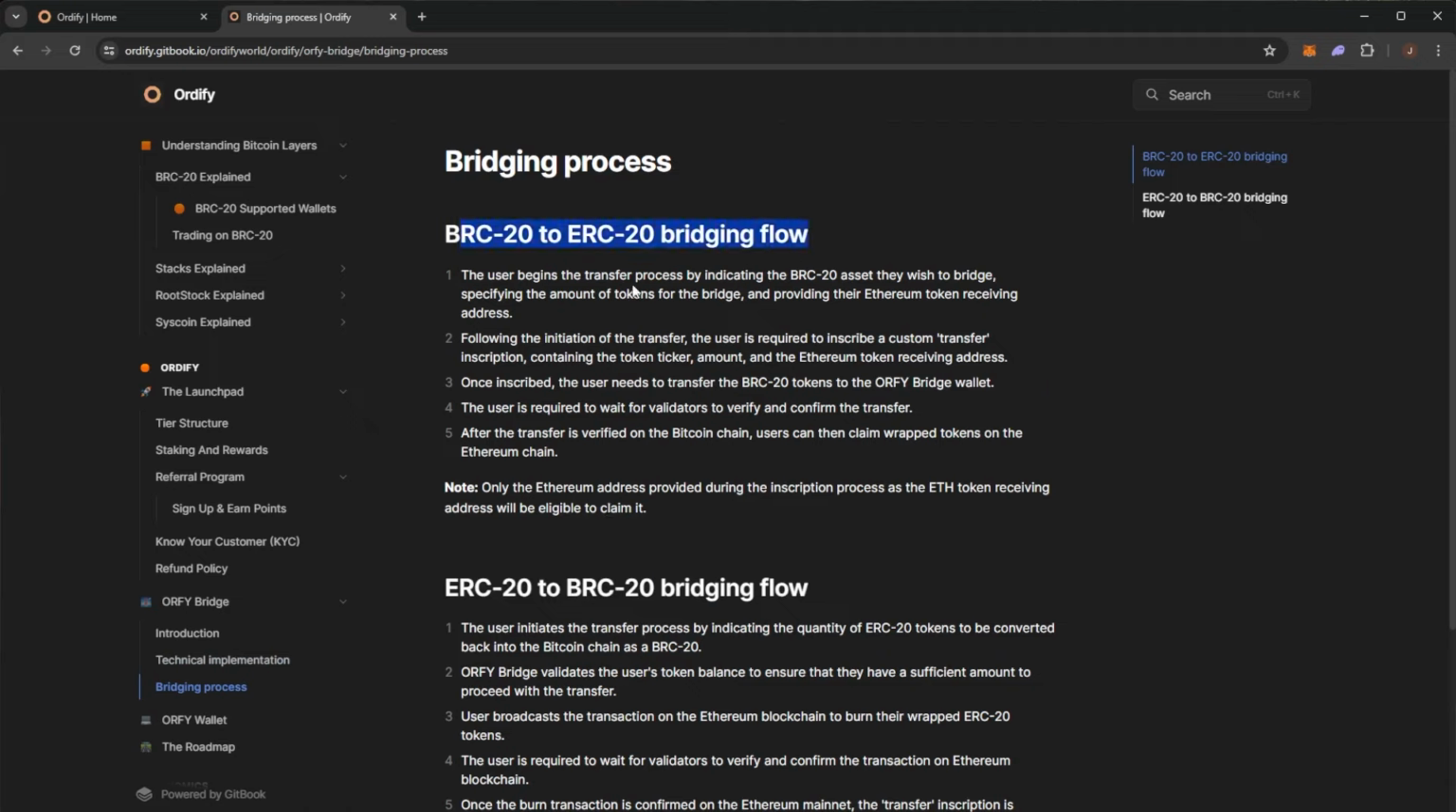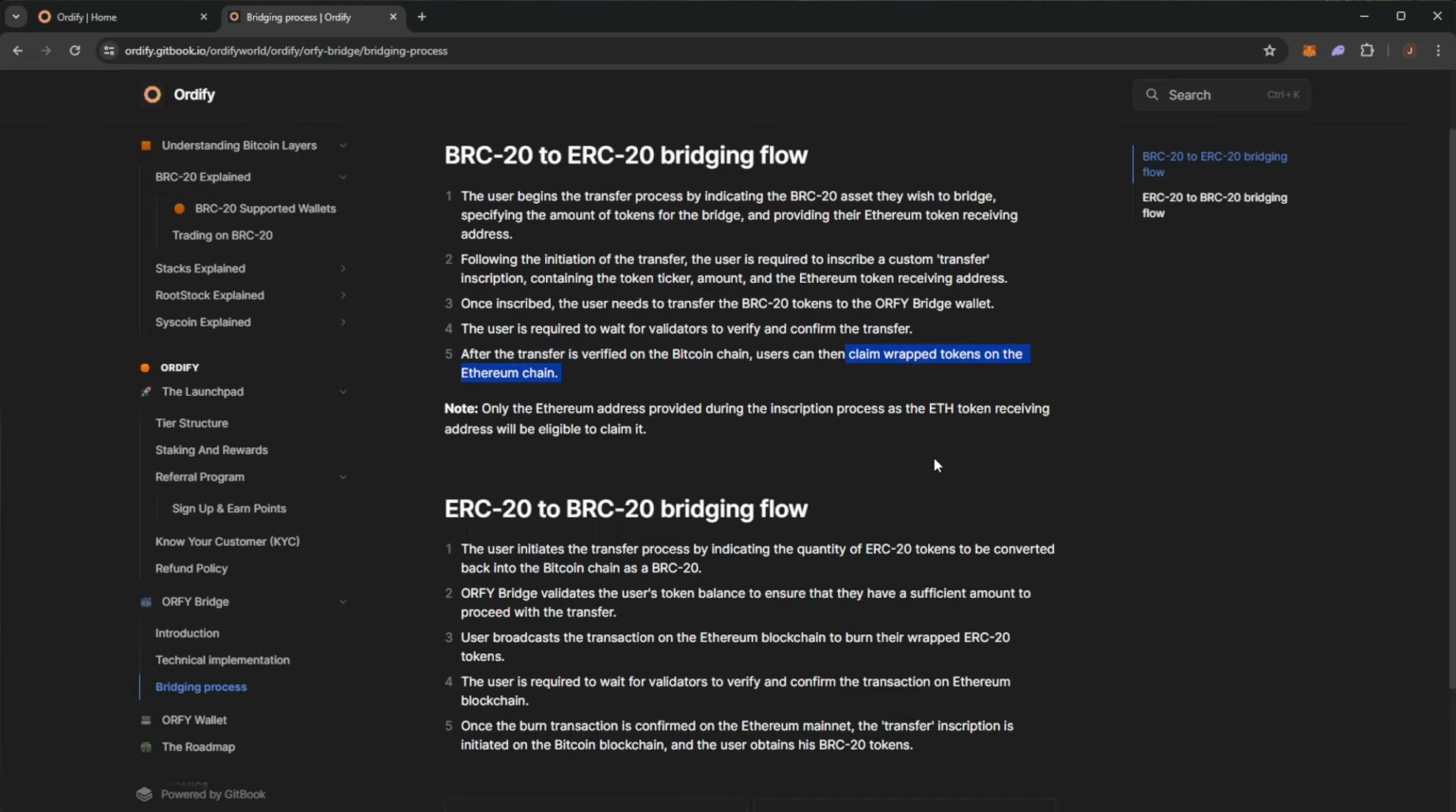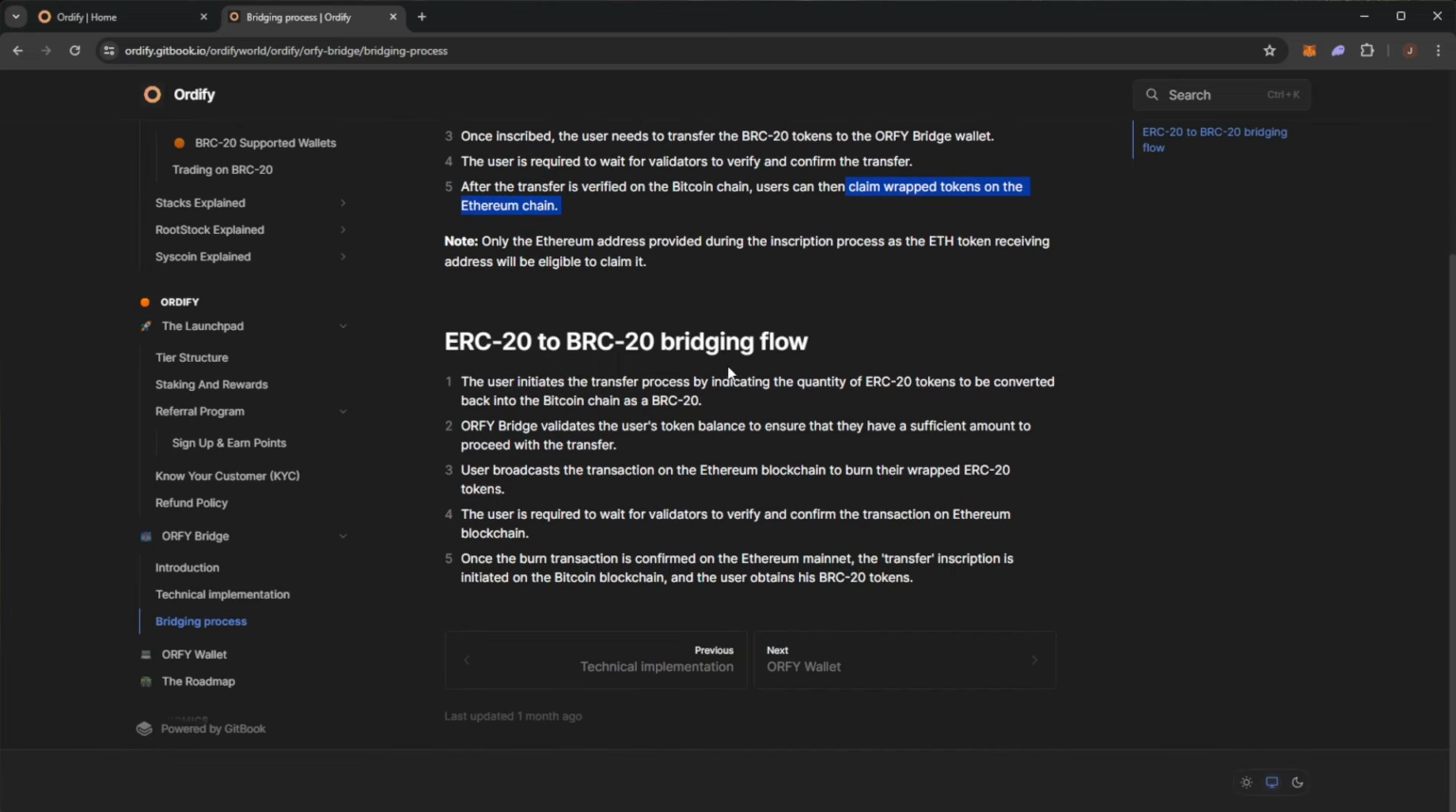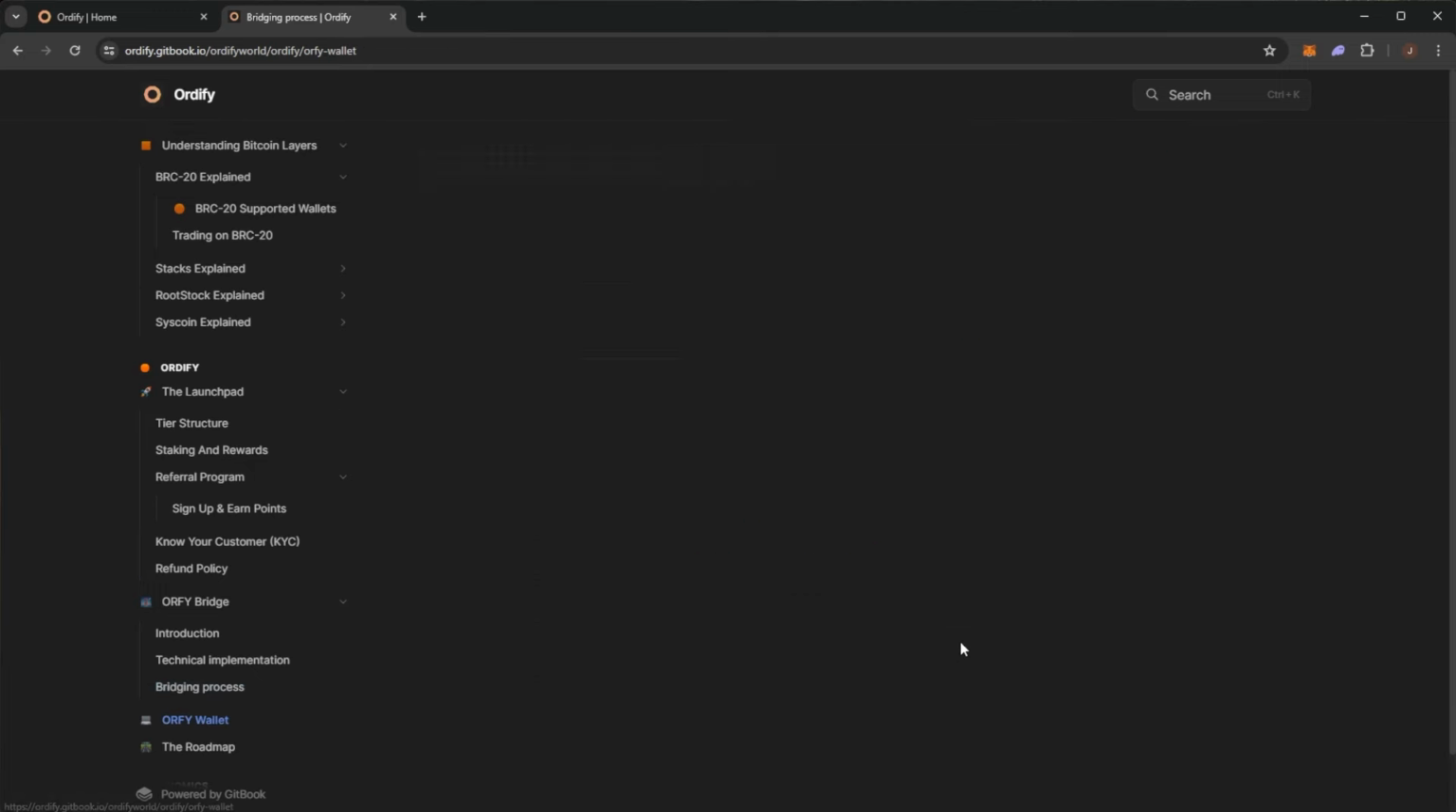And then the bridging flow is you start the transfer process by indexing the BRC20 asset you want to bridge and the amount. And then of course provide your Ethereum token address. After the transfer, the users must inscribe a custom transfer inscription containing the ticker, amount, and total and receiving address. Once inscribed, you transfer the tokens to the Ordify Bridge. Then you have to wait for the validators to validate. And once it is verified, you will then claim the wrapped tokens on Ethereum. And of course, you can also bridge from Ethereum over to BRC20.